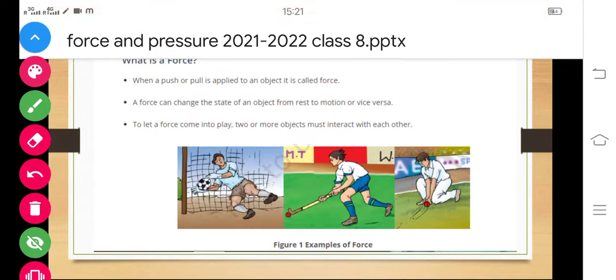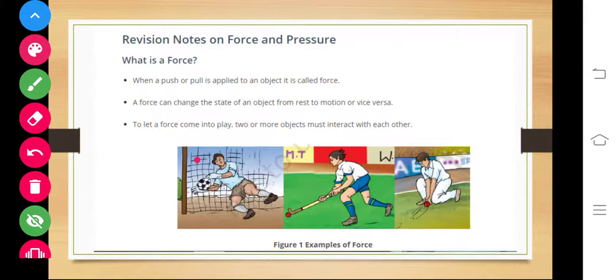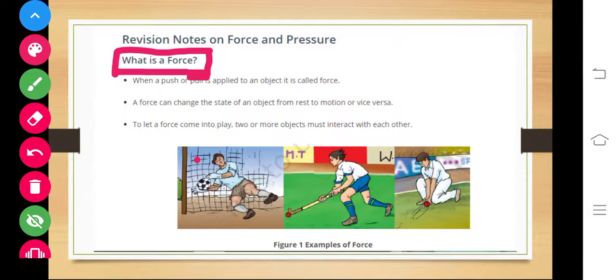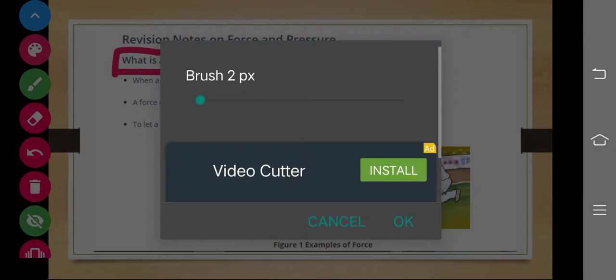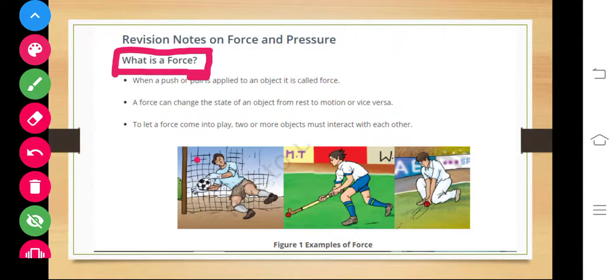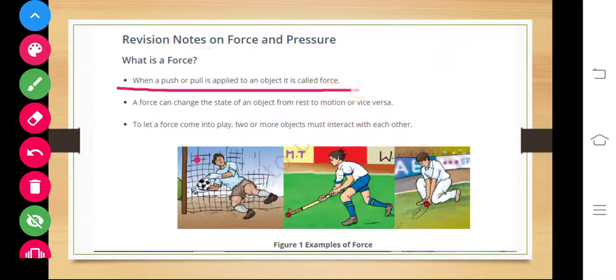Force and pressure. So what is a force? The first question which comes in your mind and my mind also is, what is force? Please think in your mind what a force is. A force is a push or a pull on any object. So when a push or a pull is applied to an object, it is called force. This is the proper definition of force.